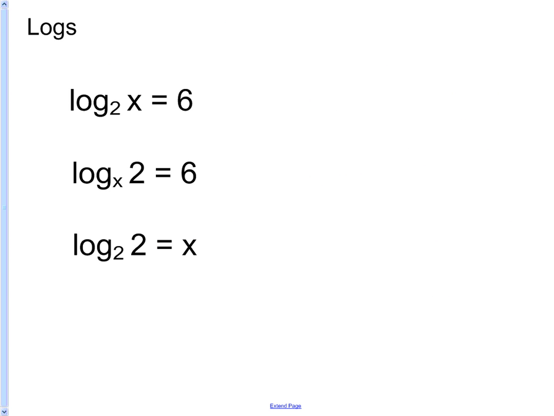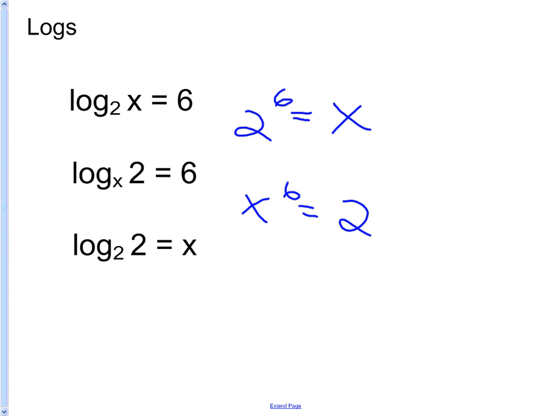Logs. Quick review of logs. This would be 2 to the 6th equals, and that's an easy one to do, right? Just 2 to the 6th. This one's x to the equals, and that's a little harder, but you just have to put both sides to the what? To the 1/6.